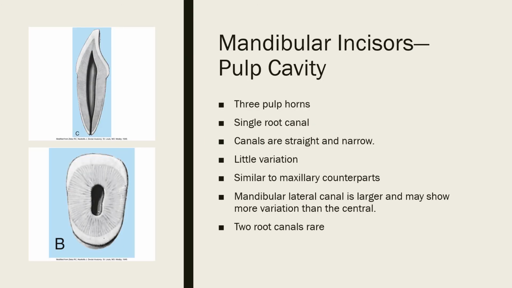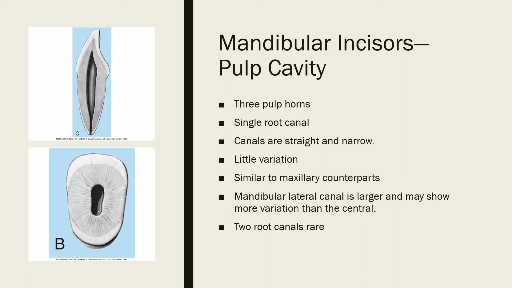All right, wrapping up our incisors chapter 12. We're going to end with the pulp cavity of the mandibular incisors. The pulp cavities of the mandibular central and lateral incisors are pretty straightforward. They're pretty simple. They usually have 3 pulp horns and a single root. The root canals of all 4 of the mandibular incisors are similar to the maxillary counterparts. They're straight and narrow and really have very little variation.